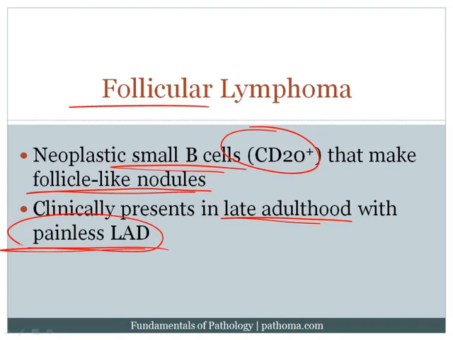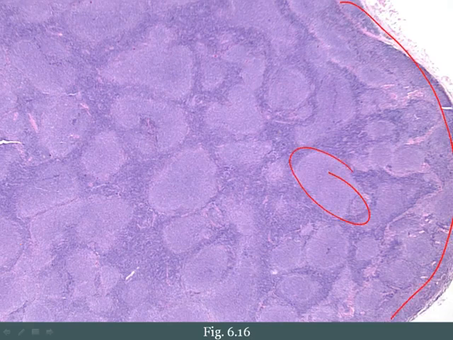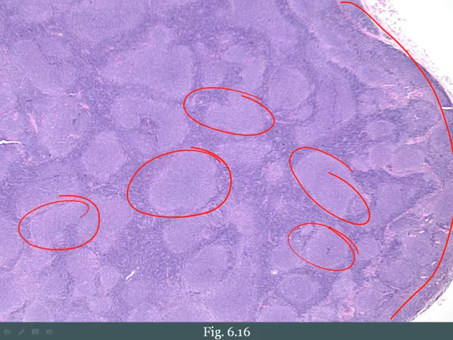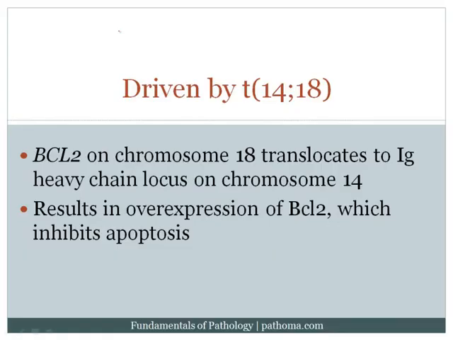Here is a picture of follicular lymphoma, and what we can appreciate here is that we're dealing with a lymph node, and we see that the lymph node basically contains dozens of these follicles. So these lymphocytes are making follicle-like structures, hence the term follicular lymphoma. One of the important findings in follicular lymphoma is that it is driven by a translocation of 14;18.